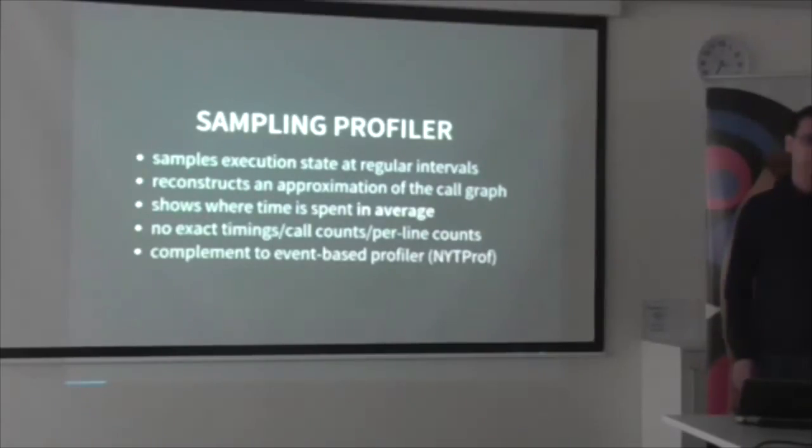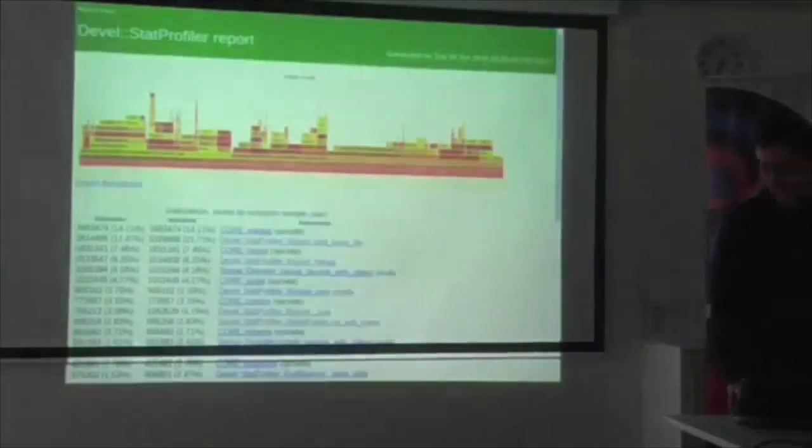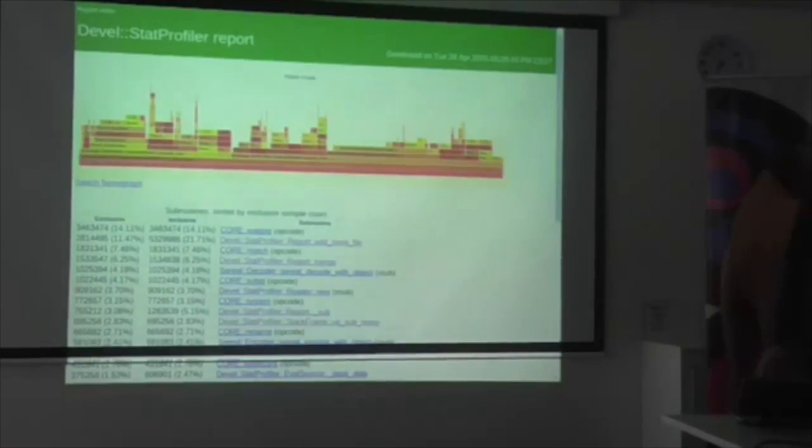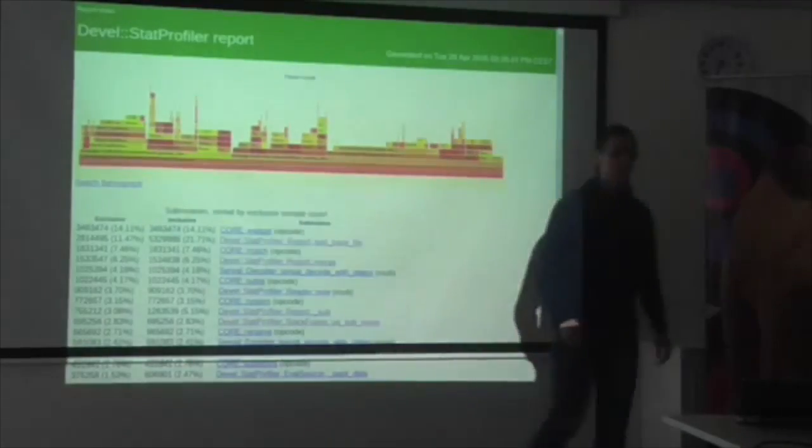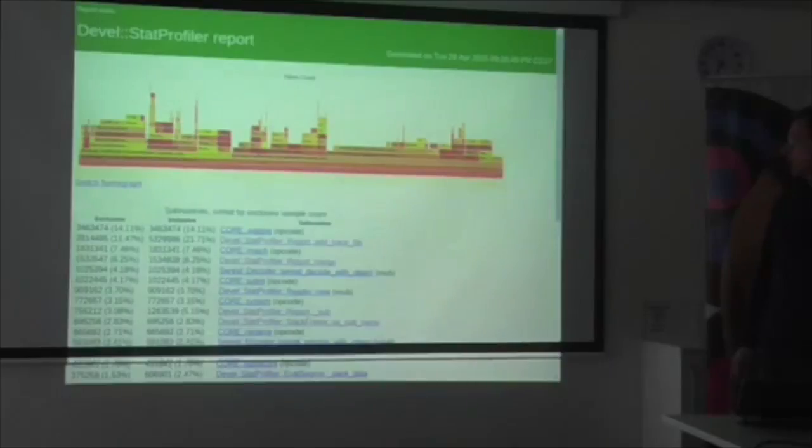However, it's approximate, because it's sampling or statistical, so you don't get most of the information you would get with NYTProf. So, what are you going to get with StatProfiler? You get this, which should look familiar if you ever used NYTProf, but there is much less information. For example, here in the file list, in NYTProf you get exact timings and the number of times the subroutine has been executed. Here you only get the number of samples, which is just an indication: I took this number of samples, so I spent this amount of time, more or less, in the subroutine.